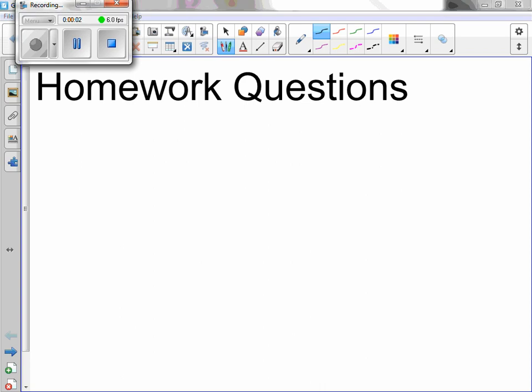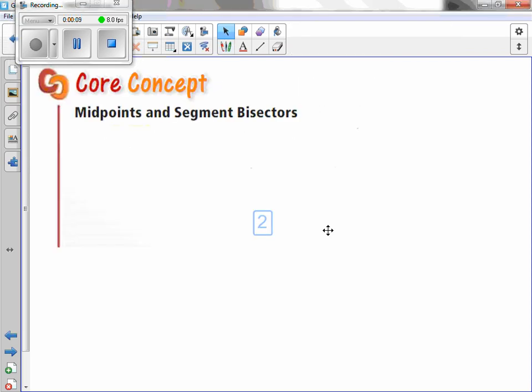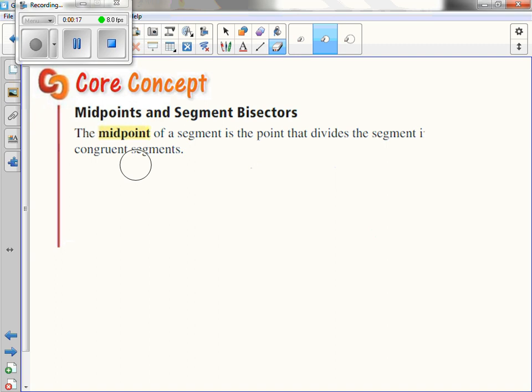All right, guys, so what we're covering today is chapter 1.3, midpoint and distance. We have the midpoint and segment bisectors formula. The first one we're going to look at is the midpoint. The midpoint of a segment is the point that divides the segment into two congruent segments. It's the middle. It cuts it in half.